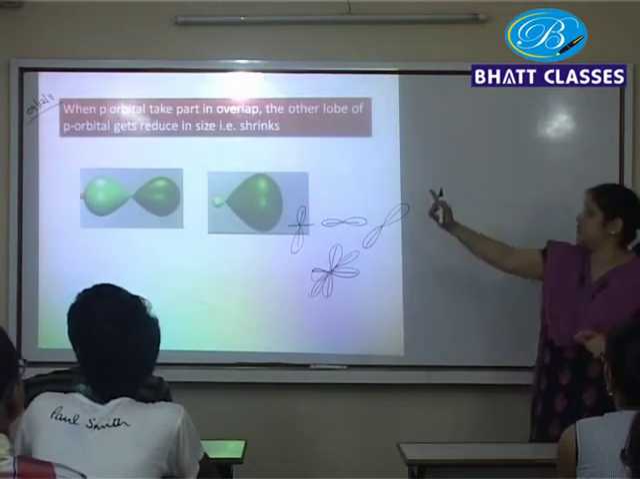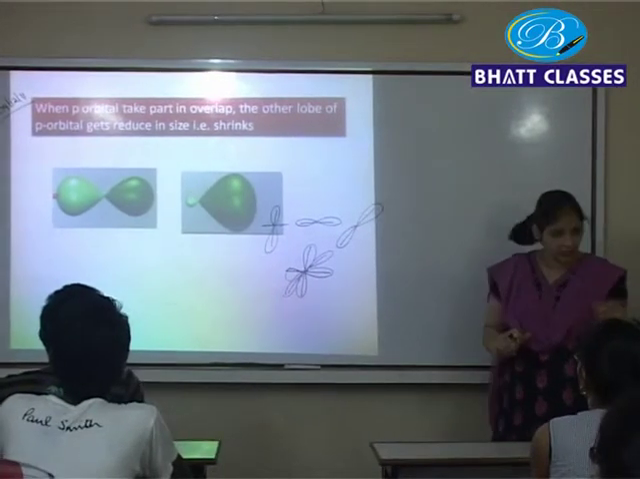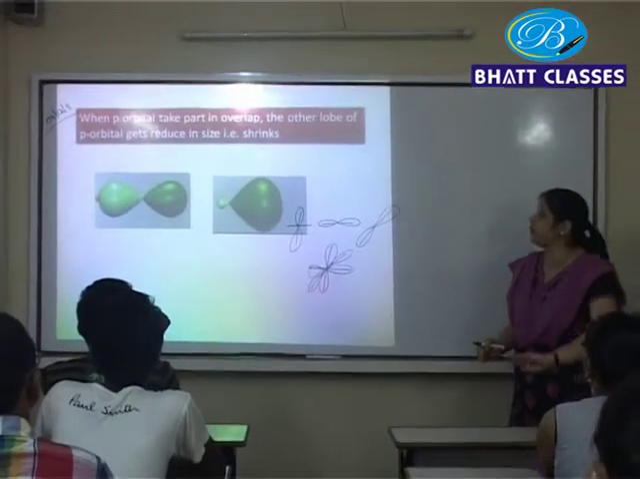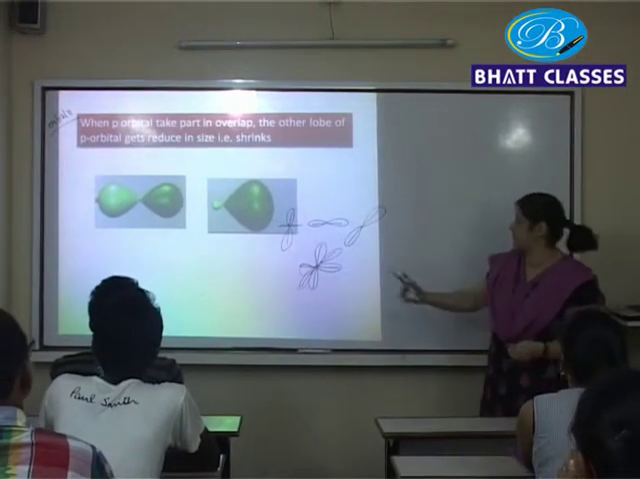Very important point. When p orbital takes part in overlap, the other lobe of the p orbital gets reduced in size, shrinks like this.